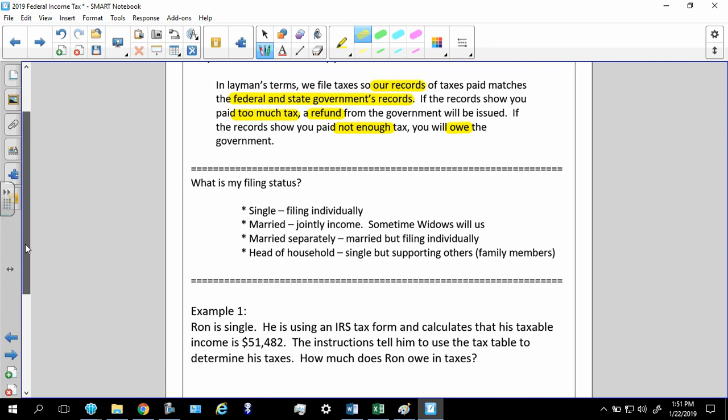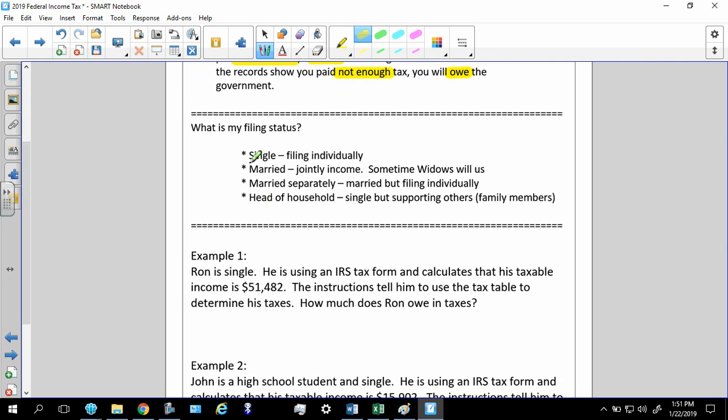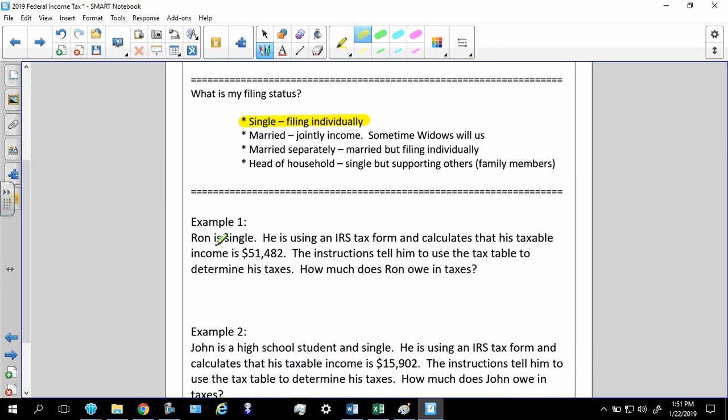Now, our filing status: there are 4 ways that you can file, but we are going to focus on filing as single. So here we go. Example number 1. Ron is single. He is using an IRS tax form and calculates that his taxable income is $51,482. The instructions tell him to use the tax table to determine his taxes. So how much does Ron owe in taxes?